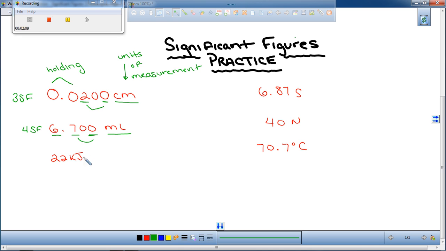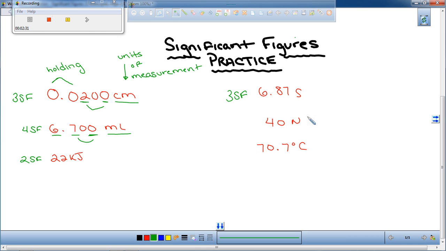Now kilojoules is a unit of energy. This is easy. 2 non-zero numbers, 2 significant figures. Now seconds, we like to think that we just count seconds, but time is a measurement. It's a measurement of duration. So if we look, all 3 non-zero numbers, 3 significant figures.